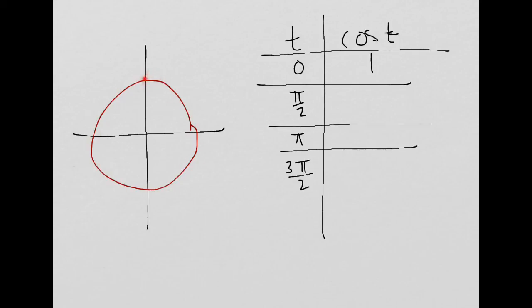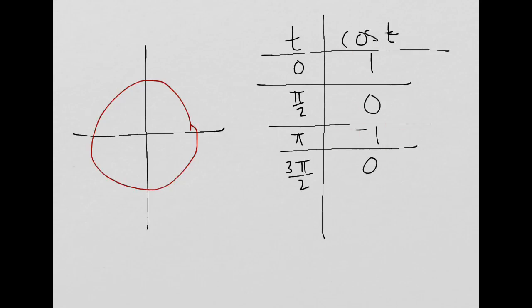The x-coordinate at pi over 2 is 0. The x-coordinate at pi is negative 1. At 3 pi over 2, we're back to 0. And then at 2 pi, of course, we're at the same place we were when t was equal to 0. And you get the same periodic behavior. So it's got a similar bound to the way the sine function works. It's always between 1 and negative 1.